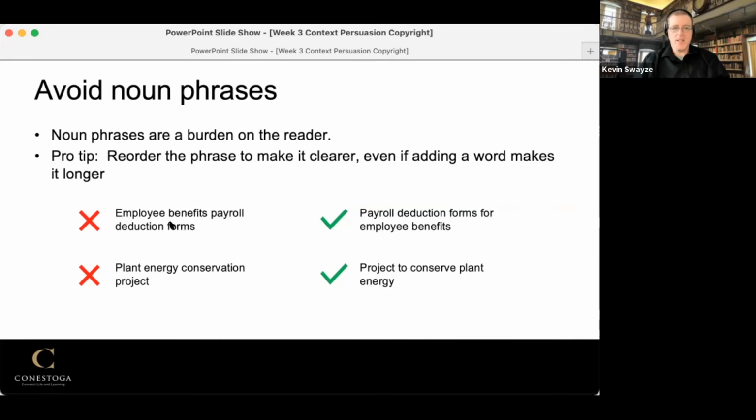So let's take a look at this. This example, employee benefits payroll deduction forms. Wow, it's employee benefits payroll deductions, and it's a form. So it's that form, something you fill out, it's only for employees' benefits for payroll deductions. Okay, so it'd be better to break that up a little bit to make it easier to understand. We're talking about payroll deduction forms for employee benefits. That's extra payments that happen.